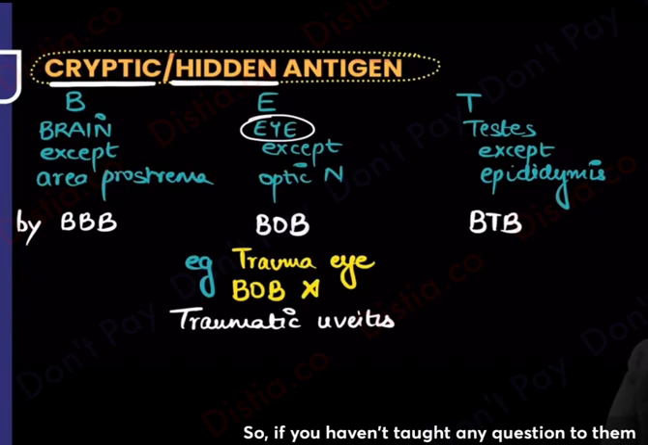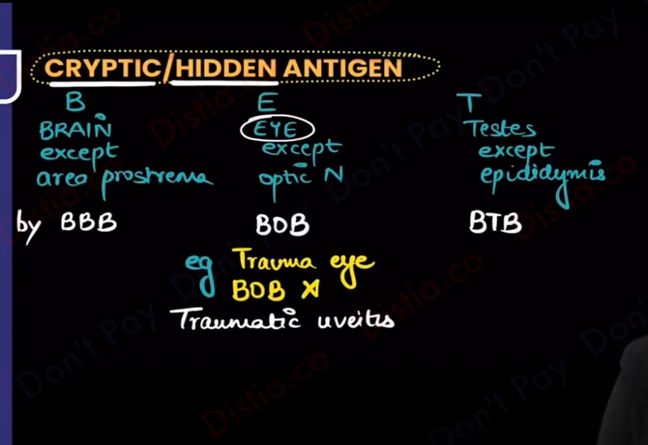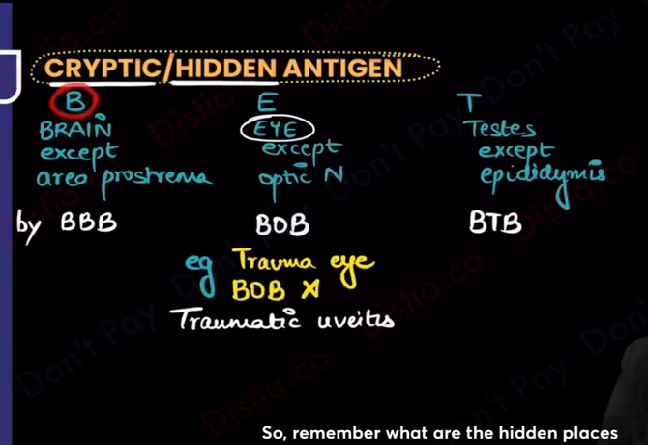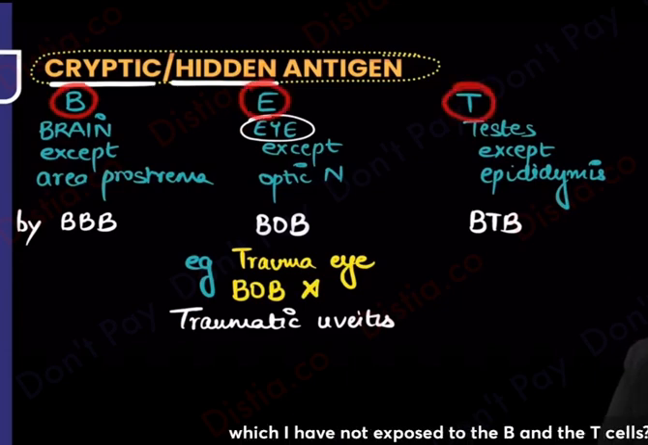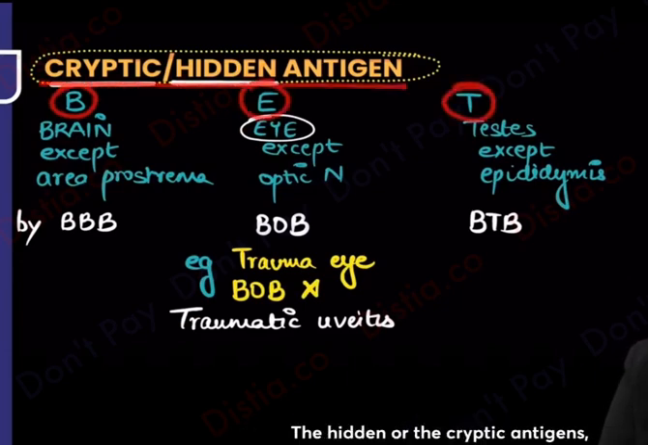So if you haven't taught any question to them, how will they know the answer? So they go and start attacking them, and that results in uveitis. That is how a clinical question comes in ophthalmology. So remember, what are the hidden places which I have not exposed to the B and the T cells? The hidden or the cryptic antigens: the brain, eyes and testes. I bet the cells have not seen them.